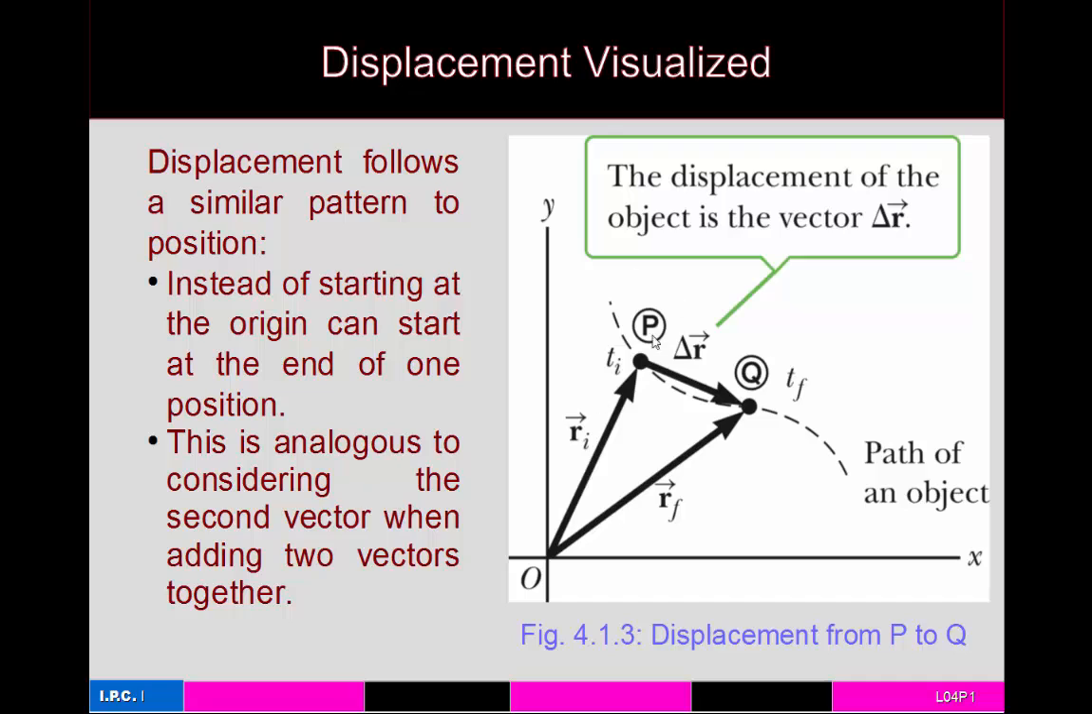And basically this lets us start at some point that's not the origin and also end at some point that's not the origin. This is basically going to be analogous to considering the second vector when you're adding two vectors together. Namely, you're adding r plus delta r and you're ending up with r final. So r initial plus delta r equals r final, and this drawing is consistent with that. If you wanted to add r initial to delta r, you'd start at the origin, end at the end of r initial, and then start there and draw out delta r, and the end of that delta r gives you r final.